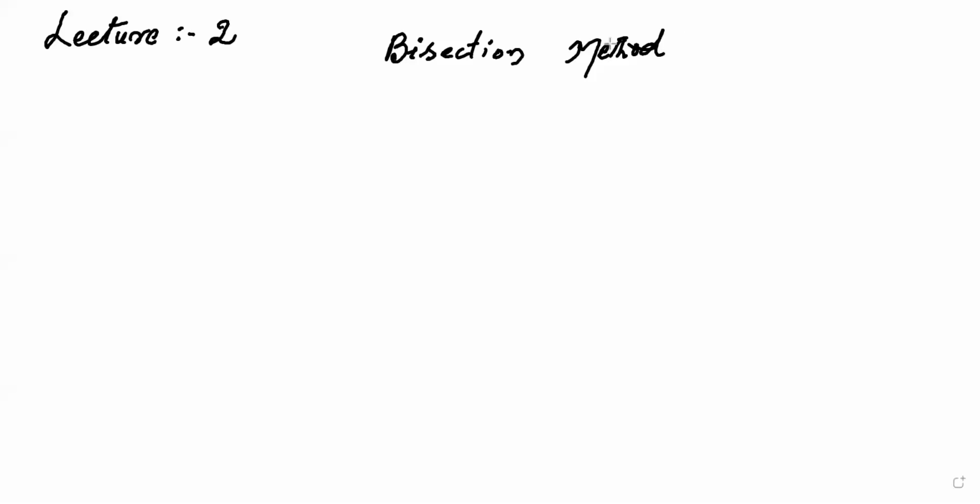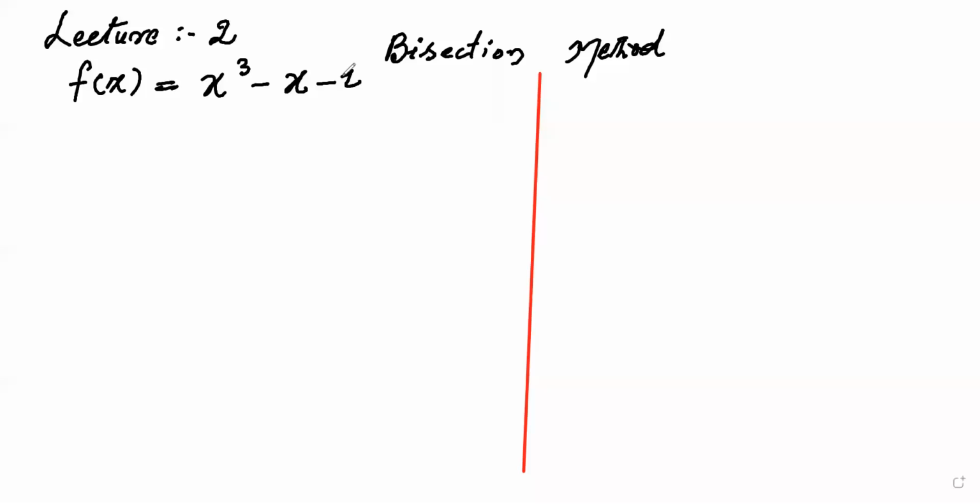Fine. So let me divide my board into two parts. And the problem that we had in hand last time, we had a function f of x equal to x cube minus x minus 4, equal to 0. We had to find one of the roots of this equation. So the method that we used is the bisection method. And in the bisection method, we had started with iteration 1.